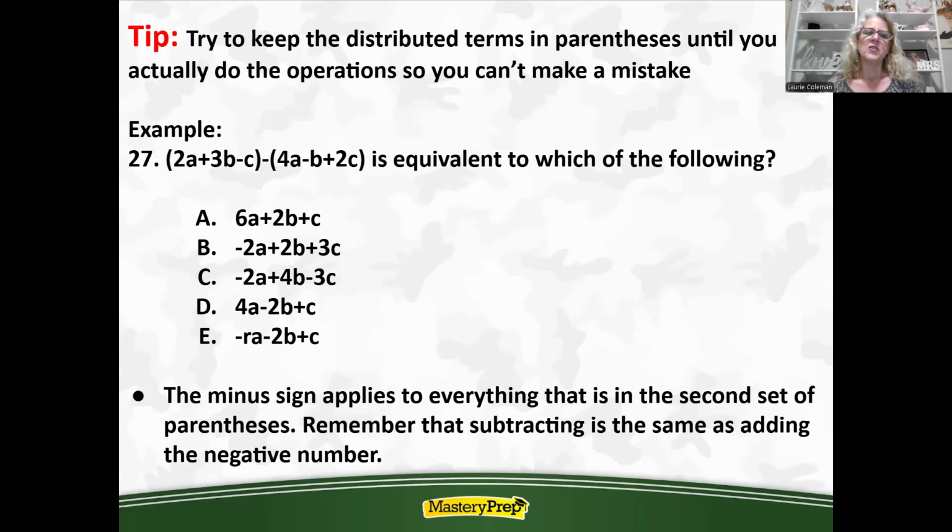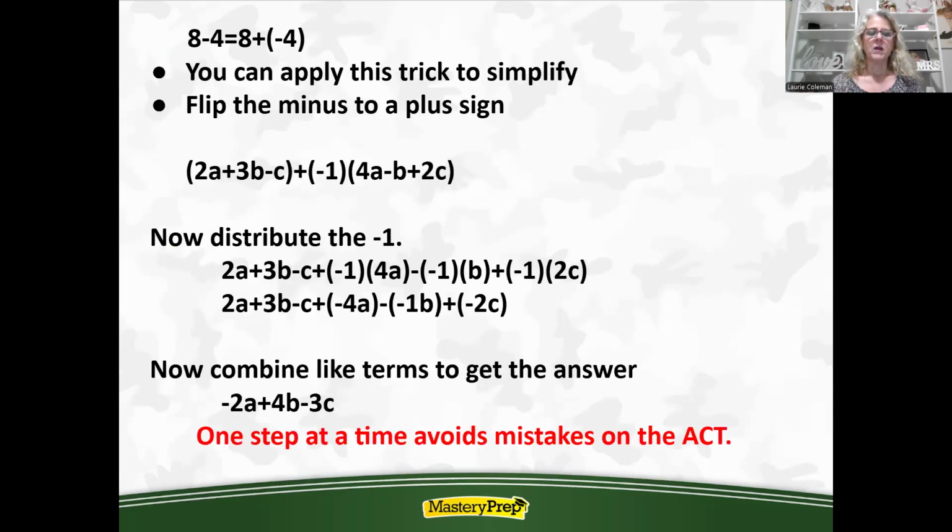An example: (2a plus 3b minus c) minus (4a plus b minus 2c) is equivalent to which of the following? Well, we know we have parentheses on that, so what we have to do is combine like terms. We just have to be careful to remember that the minus sign applies to everything inside of that second set of parentheses. So what it's saying is 2a plus 3b minus c minus 4a minus b plus 2c. Okay, so let's take a look at that.